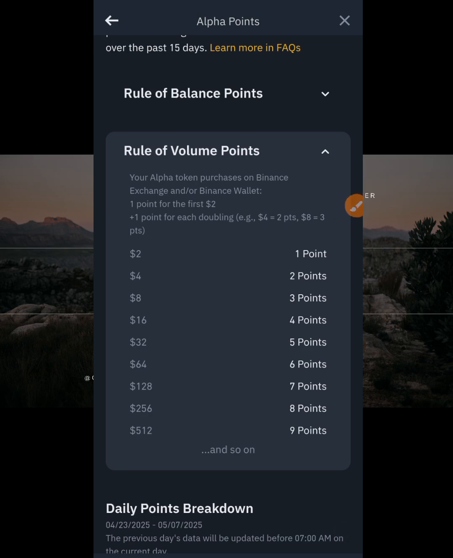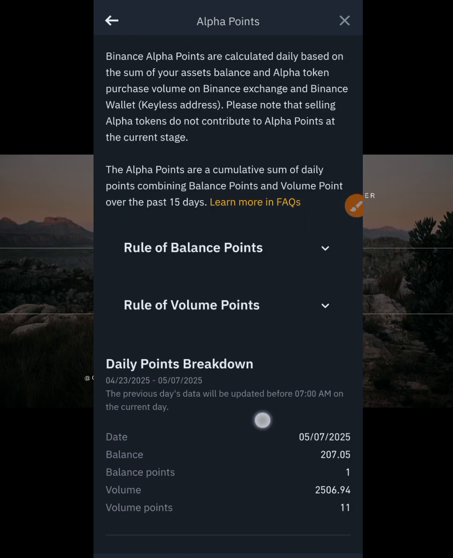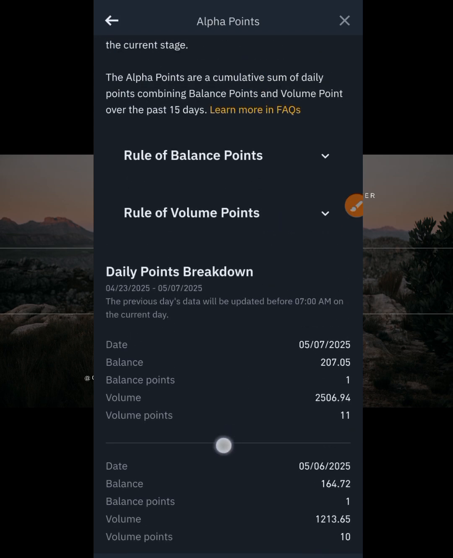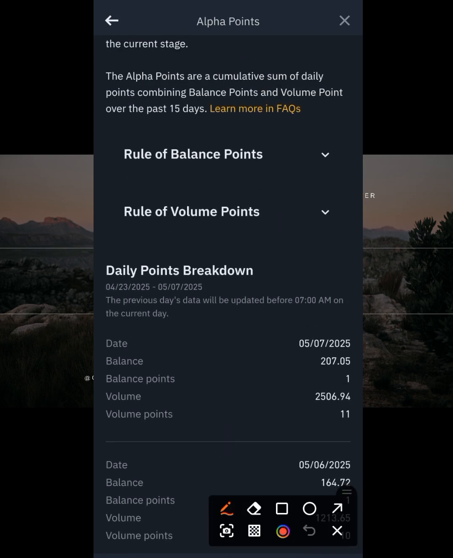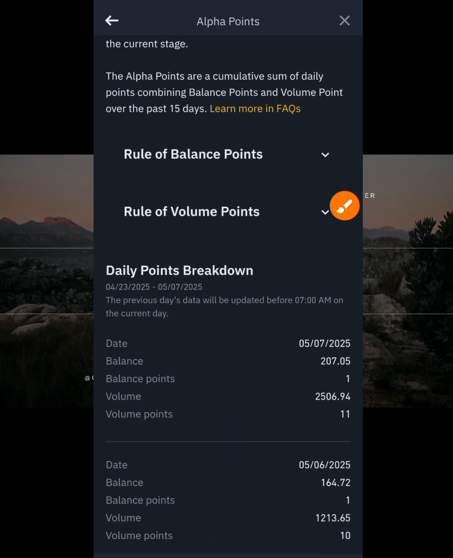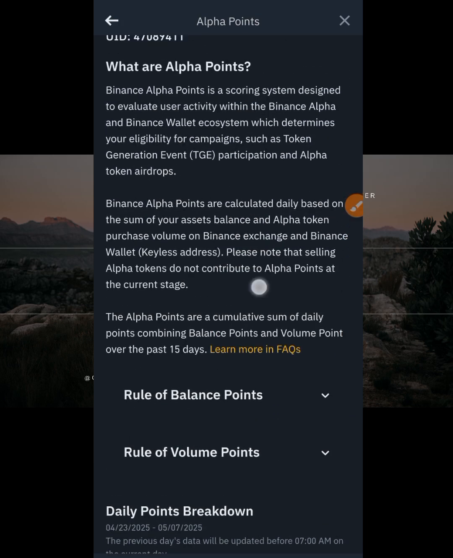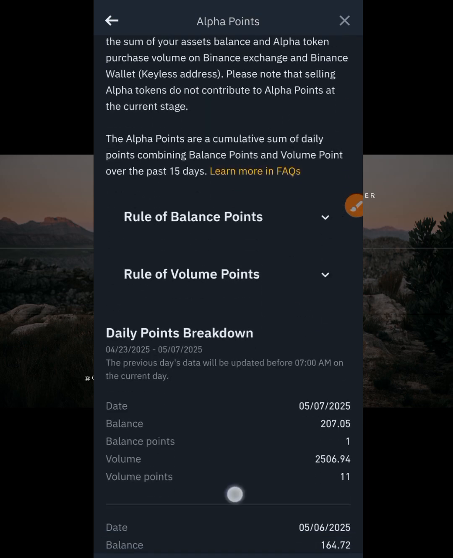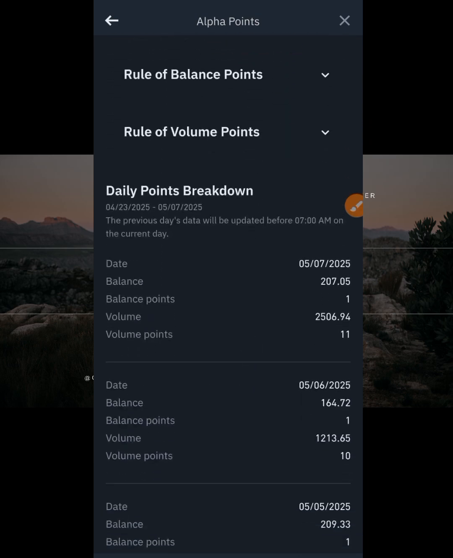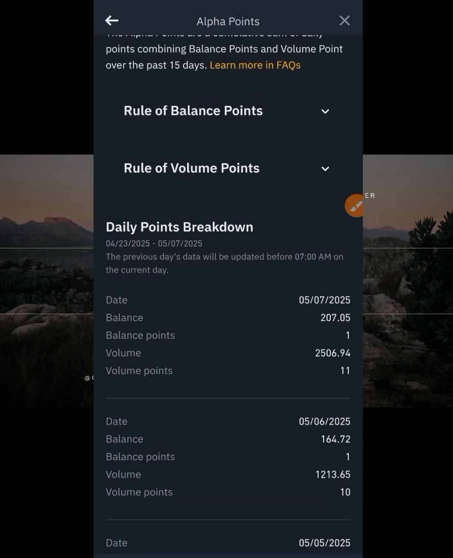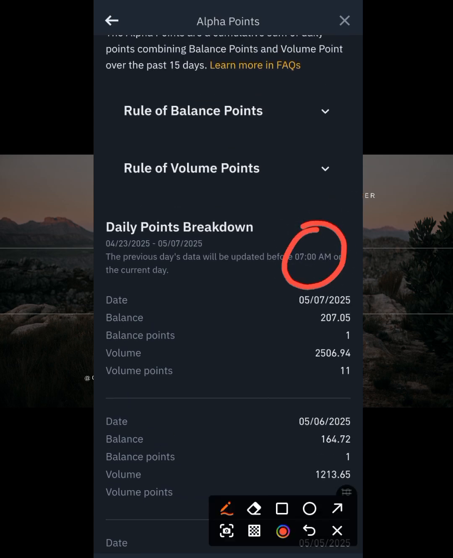Now when you are earning these points, they don't reflect automatically. Please, I want you to pay attention to this. It doesn't reflect automatically. The points reflect, as I explained before, at 0:00 UTC. So for Nigerian time, that is 1 a.m. every night. It resets by 1 a.m., but you're going to see your points reflect around 7 a.m. on the next day. So your previous points will reflect around 7 a.m. on the next day.